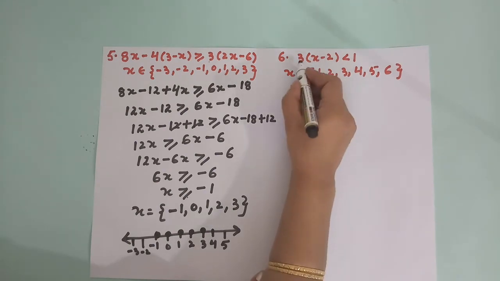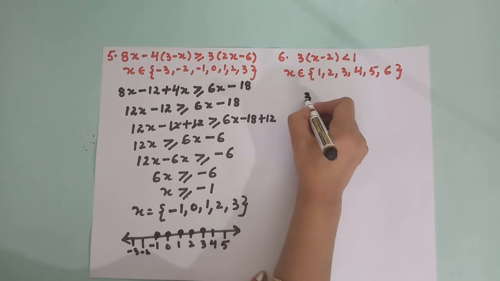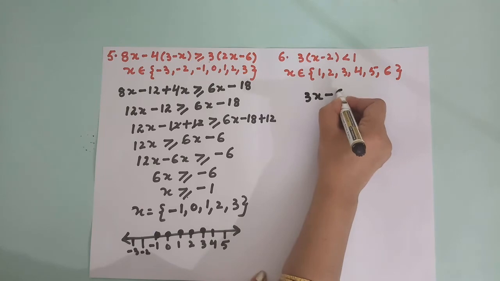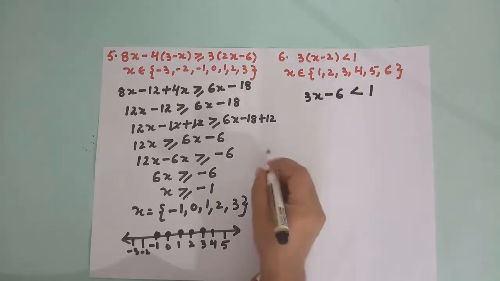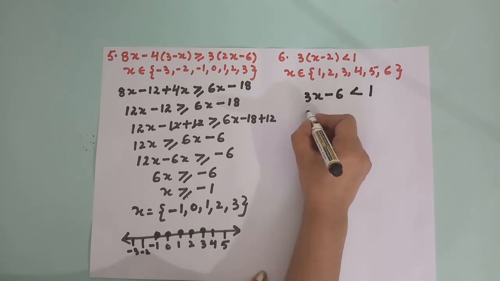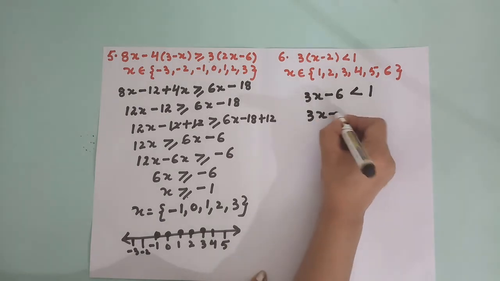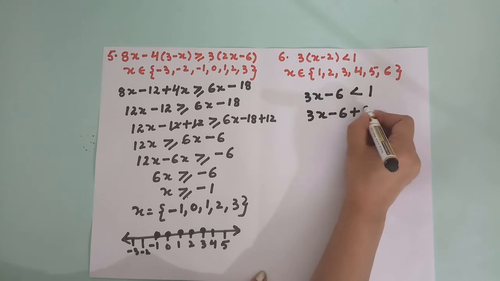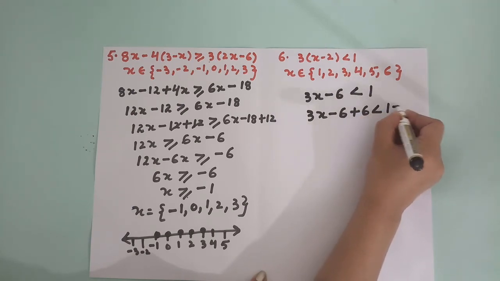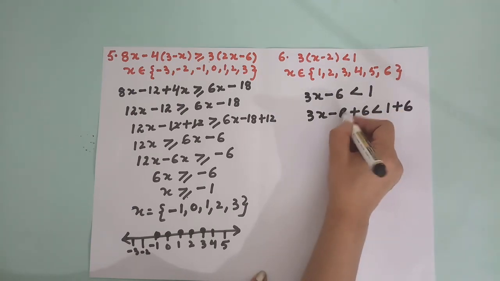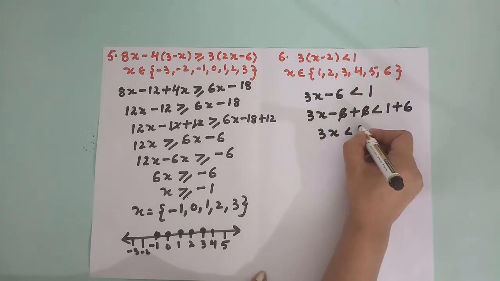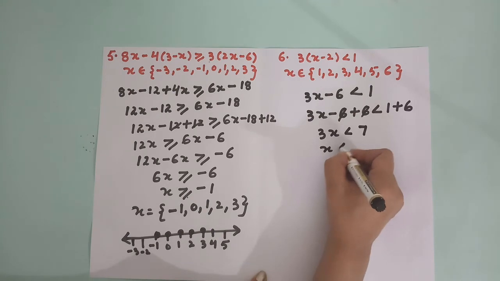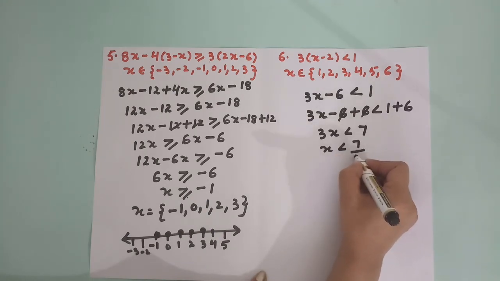Now this one seems to be quite simple. So let's multiply. 3 into x becomes 3x minus 6, 3 into 2 is 6, is less than 1. So we will isolate the x term. 3x minus 6 plus 6 is less than 1 plus 6. This and this will go. We are left with 3x is less than 7. x is less than 7 upon 3.